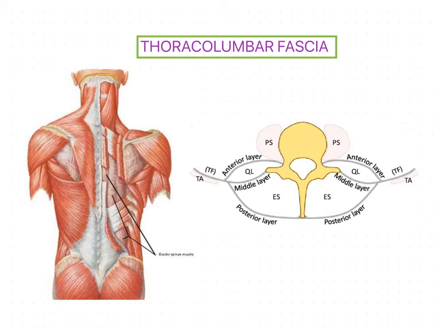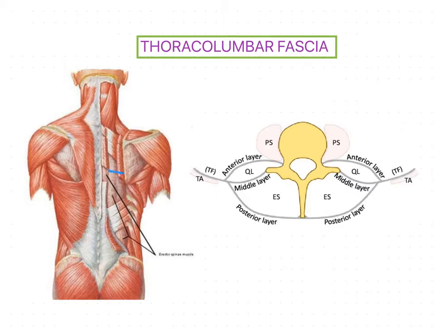Dear students, welcome back. In the previous session, we discussed the muscles of the posterior abdominal wall. Now in this session, we are going to discuss the fascia which is related to these muscles. This fascia is called the thoracolumbar fascia, commonly called the lumbar fascia. The lumbar fascia is the fascia which encloses the deep muscles of the back.